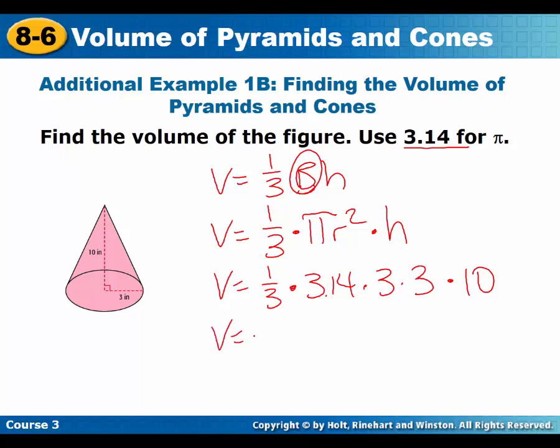So now volume is equal to 1/3 times, and now I type in my values, 3.14 times 3 times 3 times 10, and I end up with 282.6. Now, the biggest mistake people will make on a pyramid or a cone is they will forget to divide by 3. So please do not forget to divide by 3. And we get a volume approximately equal to 94.2 inches cubed. And that's how you find the volume of a pyramid or a cone.